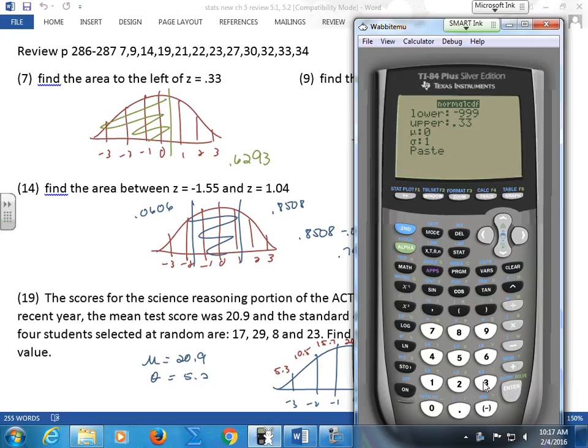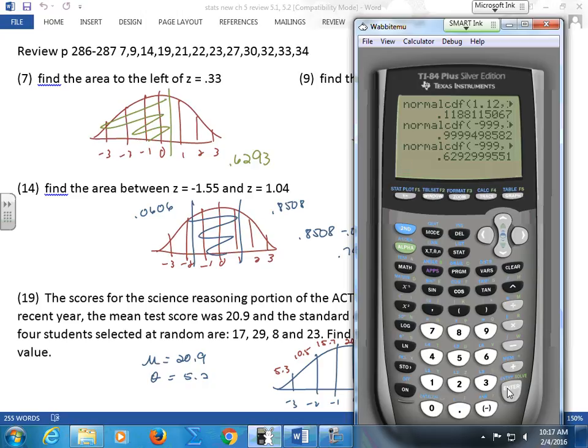Come down here. For the z-scores, this has to be 0 and 1. And paste. Or use your table. Round this to 4 places. Just remember to round it. Don't give me the whole screen. Round it to 4 places. If you find it easier, I find them sometimes just easier.